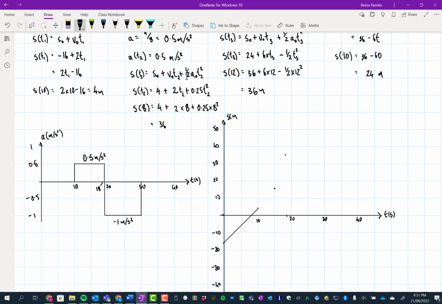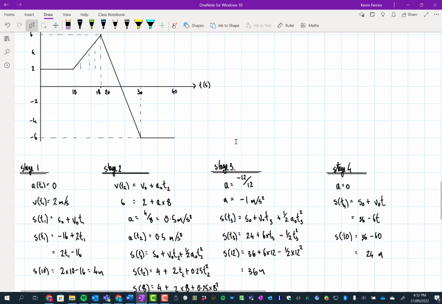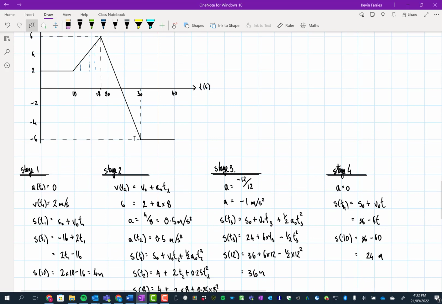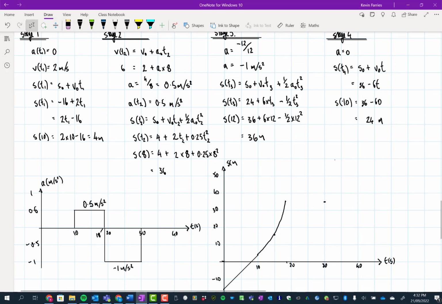And I could calculate some intermediate points as well, but it shouldn't be too bad just to draw it like that now. Maybe curving up a bit too much, but it's in the right direction. Then what? So then by the time we get to 12 seconds into stage 3, which is the end of stage 3, which is at 30, we're going to be back at 36 meters again, apparently. And so this is going to still be at 36 meters. Let's just get some intermediate points here.